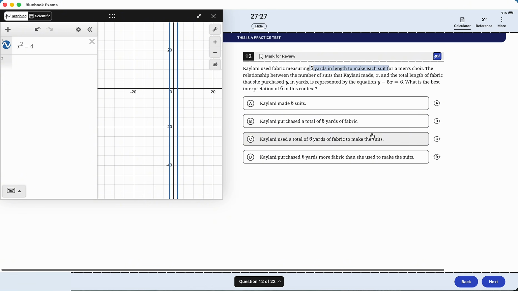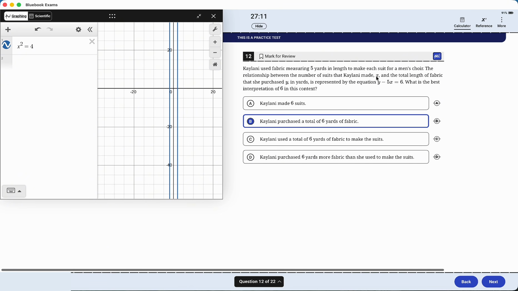So if it's 5 yards per suit, then these two probably don't make sense, right? You wouldn't have purchased 6 yards if you need 5 yards per suit, and you wouldn't have used a total of 6 yards, right? Because you'd be able to make what, 1 suit at most, right? So it's not going to be either of these.